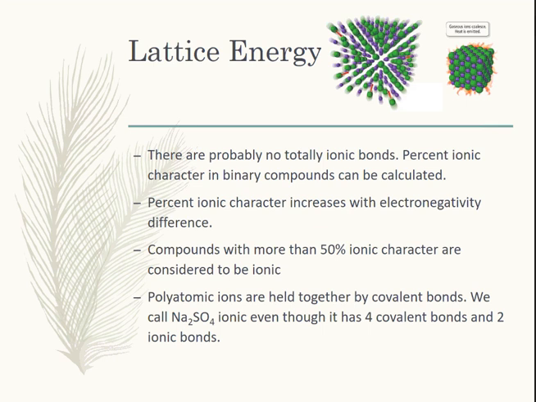So you might be asking, well, how do you calculate ionic character? And the short answer is you don't need to worry about it in this course, and nothing will be quantified. We'll leave our definition of ionic compound to a cation and an anion that come generally from a metal and a nonmetal, or ammonium and a nonmetal. Keep in mind that polyatomic ions are held together by covalent bonds. So even though sodium sulfate is an ionic compound, it's got 4 covalent bonds in it.